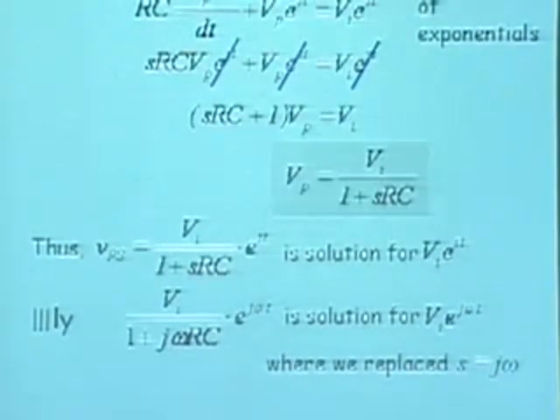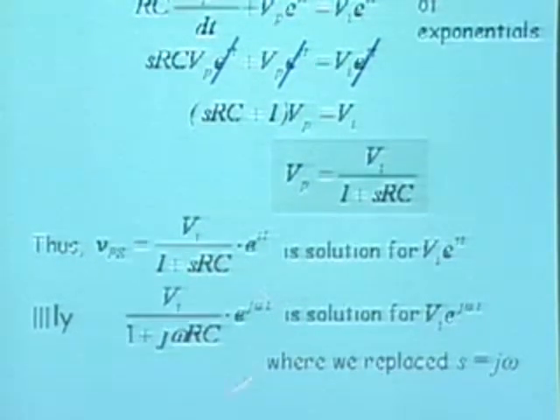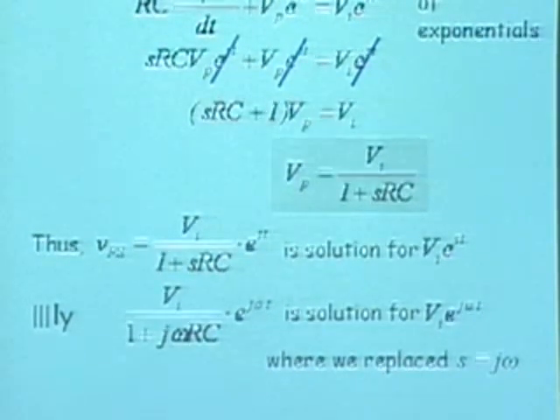So I'm substituting s equals j omega. Now this is Columbus giving a big speech at the end, convincing his colleagues that we are where we want to be. So I substitute j omega for s, and this is what I get. Okay, so this is a solution for e to the st, and so this is the solution for e to the j omega t.